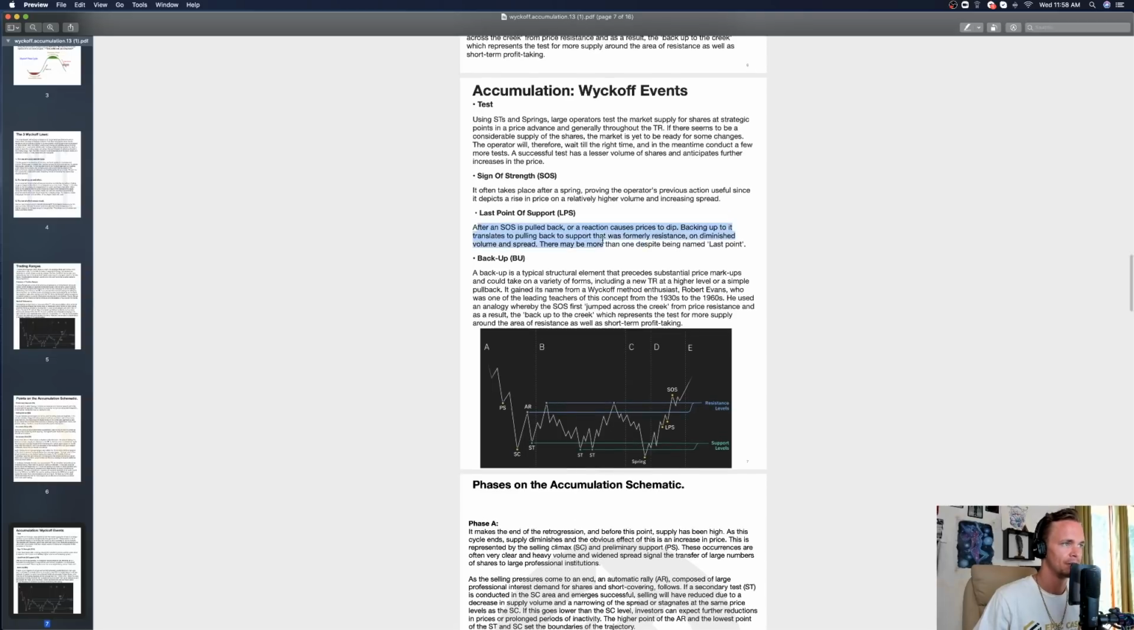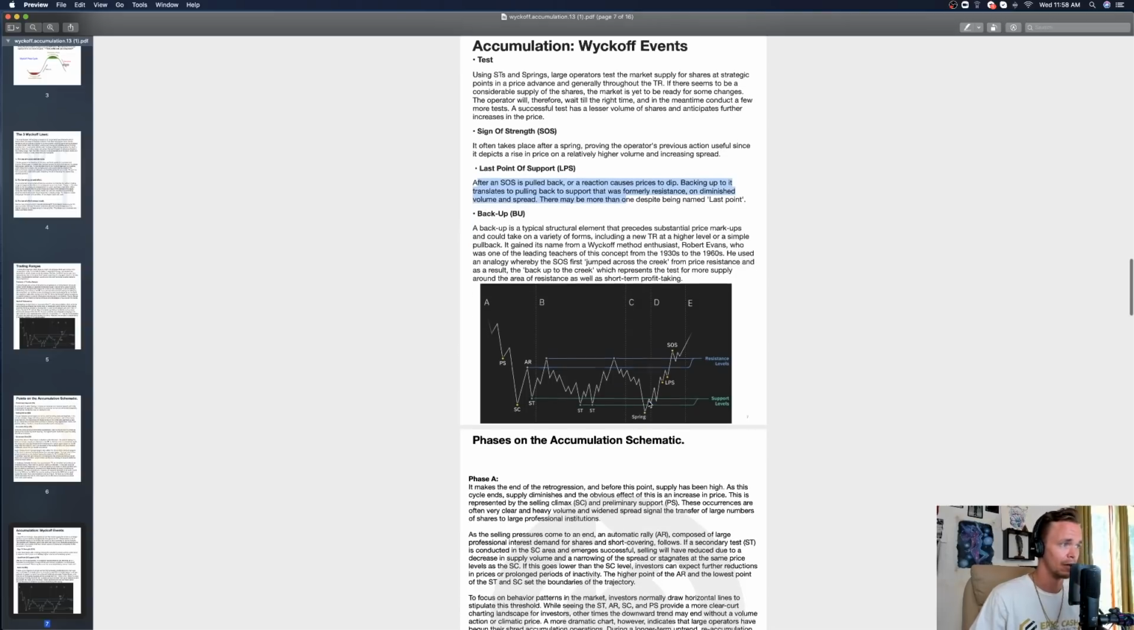So here it says, after an SOS, a pullback or a reaction causes the price to dip back and translates to pulling back to support, which was formerly resistance, on diminished volume and spread. There may be more than one, despite being named the last point. We might see a few of these, as we were showing in both BAT and Matic in our other videos.